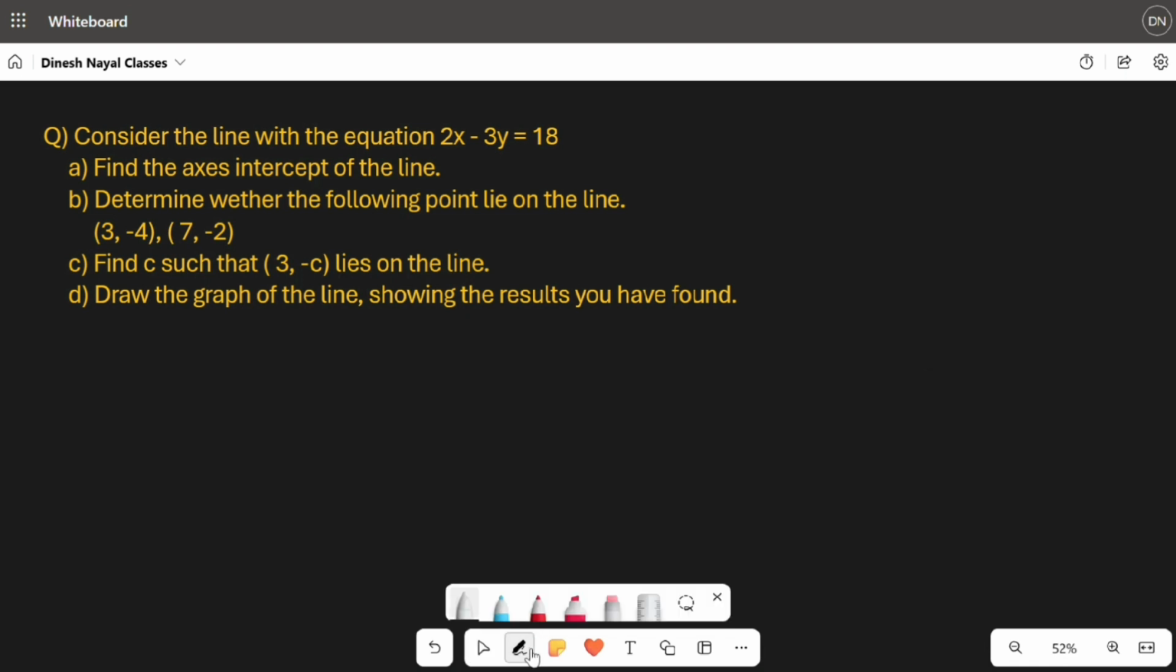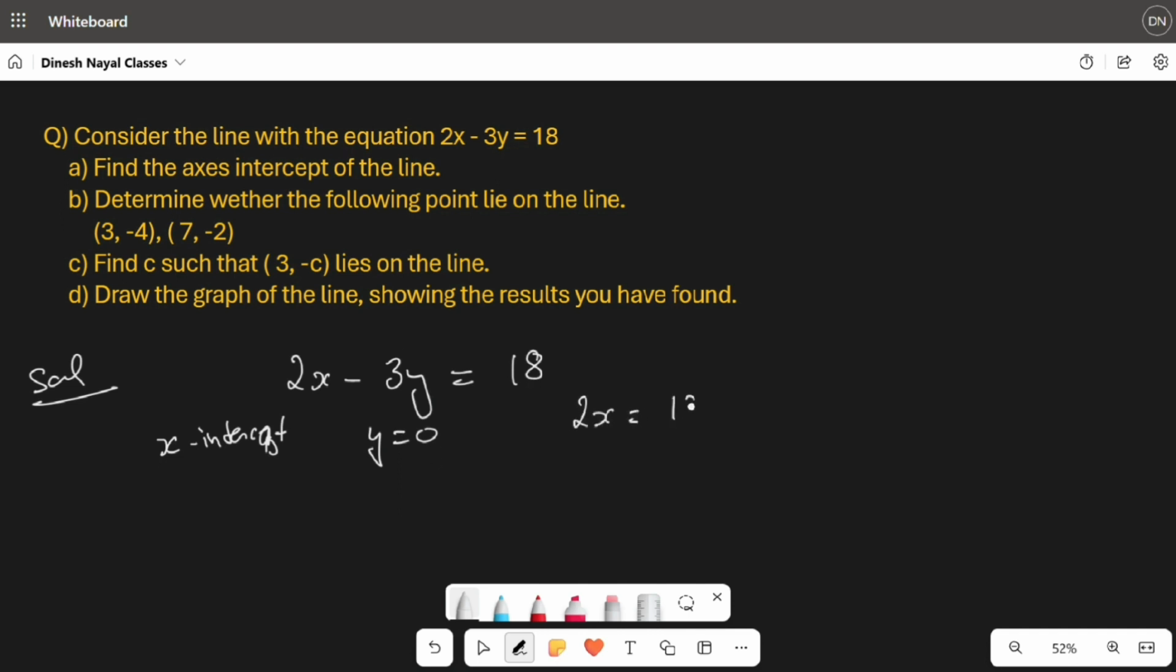Now students, here we have a question. Consider the line with equation 2x minus 3y equals 18. Find the axis-intercepts of the line. Okay, so let's start with the axis-intercepts. The given equation is 2x minus 3y equals 18. So what will be the x-intercept? To find the x-intercept, we put y equals 0. So with y equal to 0, 2x equals 18, so x will be 9. So we have 9 comma 0 as the point.